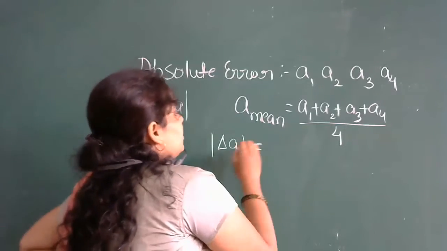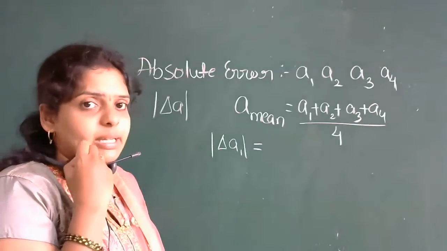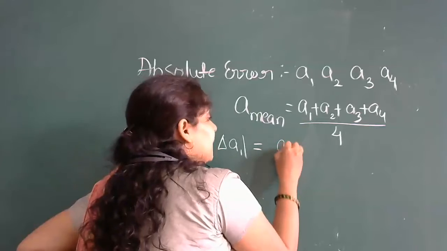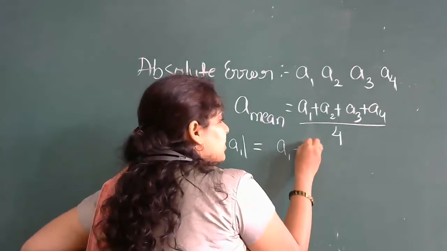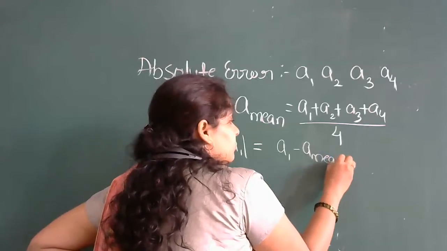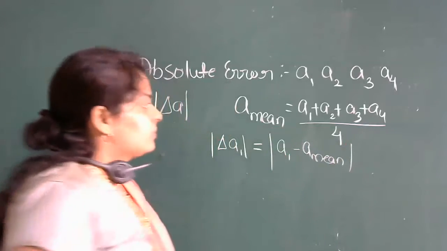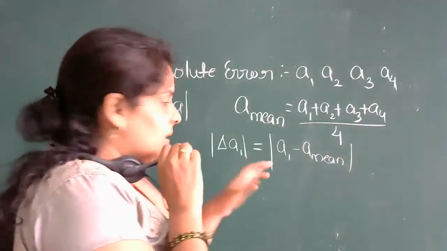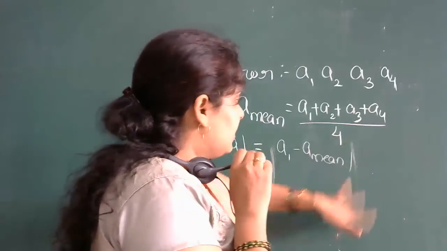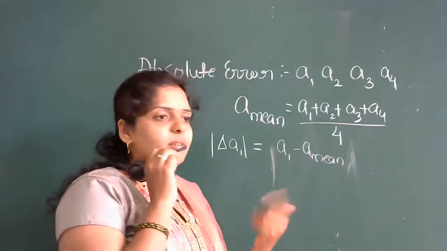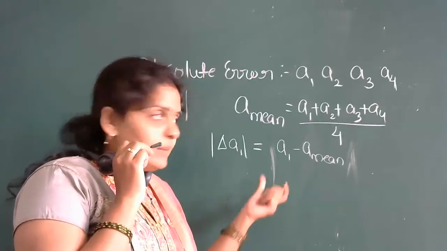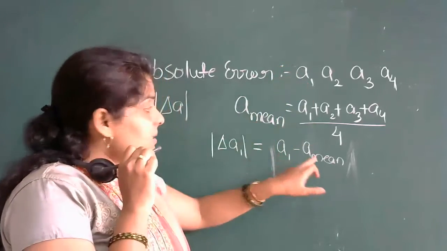Okay. So the absolute error of A1 is written as nothing but A1 minus A mean. I'll write it in mod. This can be written as A1 minus A mean. Or else you can not use mod also, because here you have mod, which means that the value is positive itself. This is the absolute error of A1, that is first term minus A mean.